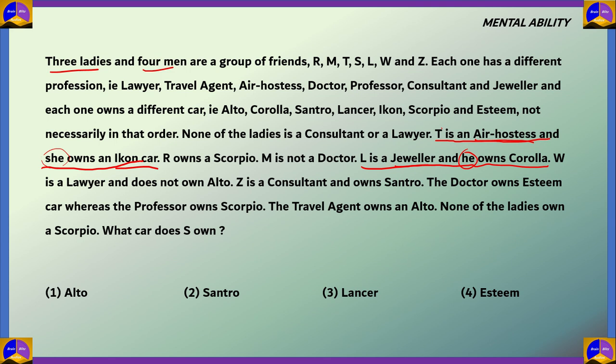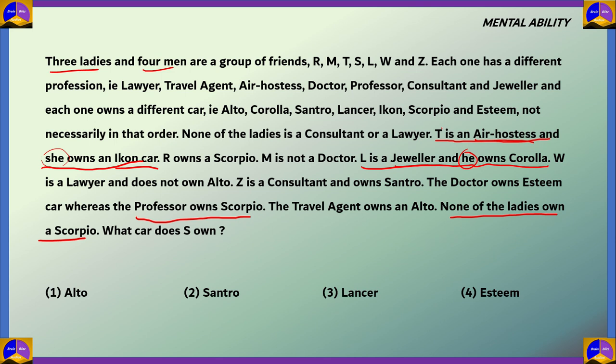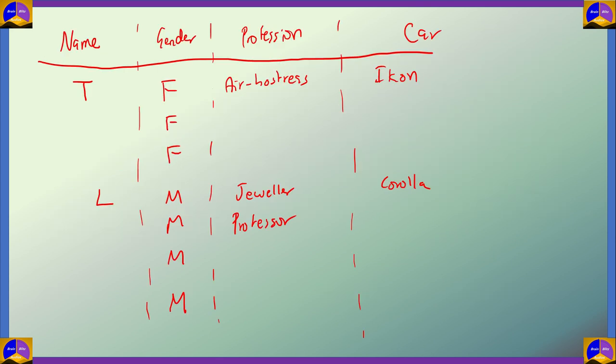Next we have that the professor owns a Scorpio. However, we don't know the gender of the professor to put it in any of the columns. However, we have that none of the ladies own a Scorpio. So this means that the professor must be a male. So in one of the males we write professor, as given that the professor owns a Scorpio.